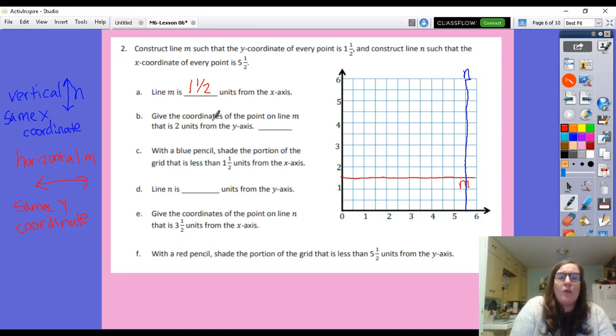Now it wants us to give a coordinate of the point on line M that is 2 units from the y-axis. So it's got to be along M, but it's got to be 2 units away from this y-axis. So 2 units away would be right here. So the coordinates for that, we have to start with our x-coordinate and then go to our y-coordinate. Our x-coordinate is 2, and our y-coordinate is 1.5.